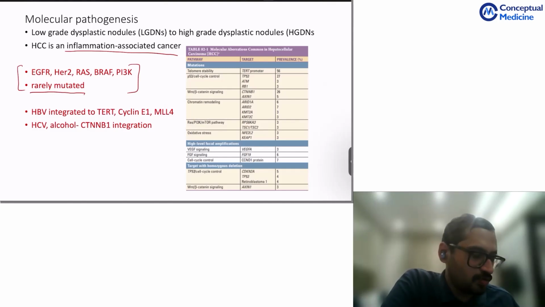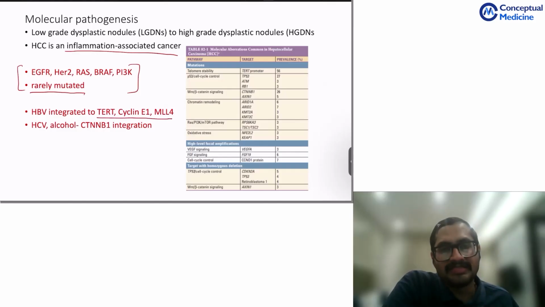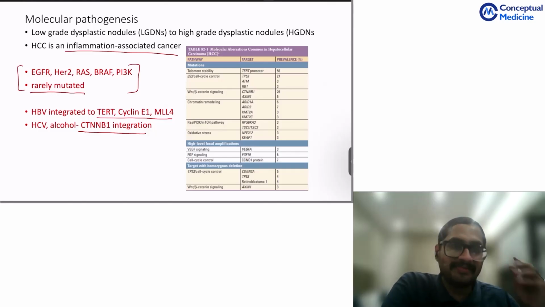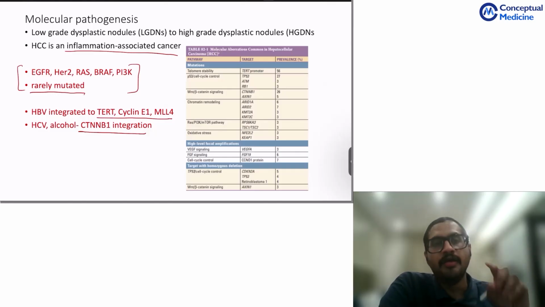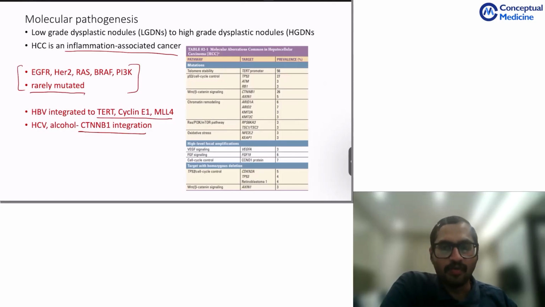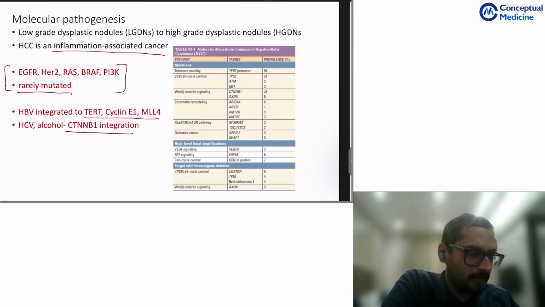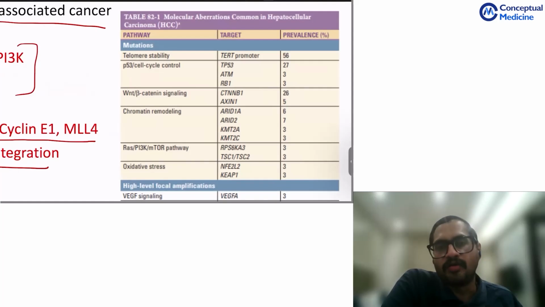So just remember these two genes. Hepatitis B integrates into TERT, cyclin E1, which is involved in cell cycle progression, and MLL4. Hepatitis C and alcohol have CTNNB1 integration. So these are all the points of cell cycle integration, which help in converting cirrhosis into hepatocellular carcinoma. Remember this alone. Which molecular aberration is the core in HCC? It is TERT.